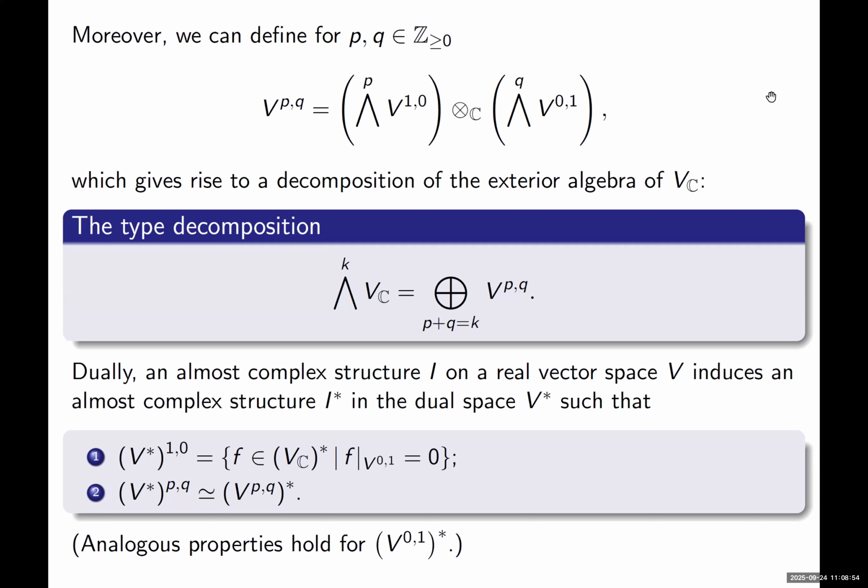Of course, once we have an almost complex structure I on a space, it's canonically induced on its dual space, another almost complex structure, with the properties that the (1,0) part is essentially the set of all functionals whose kernel contains the (0,1) part. And finally, that taking the dual commutes with the composition.